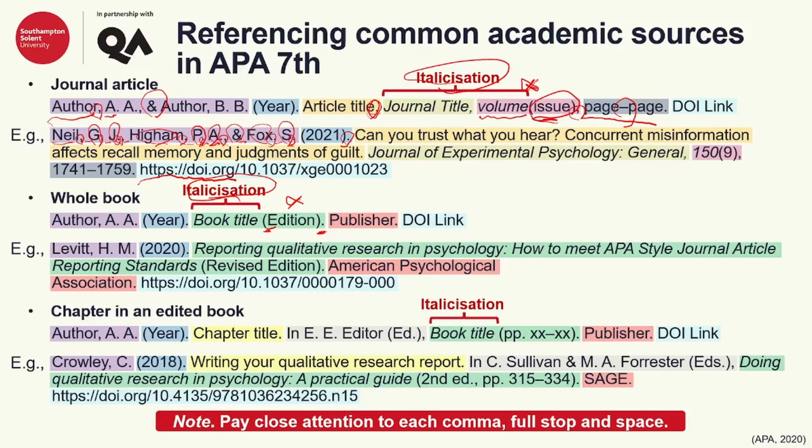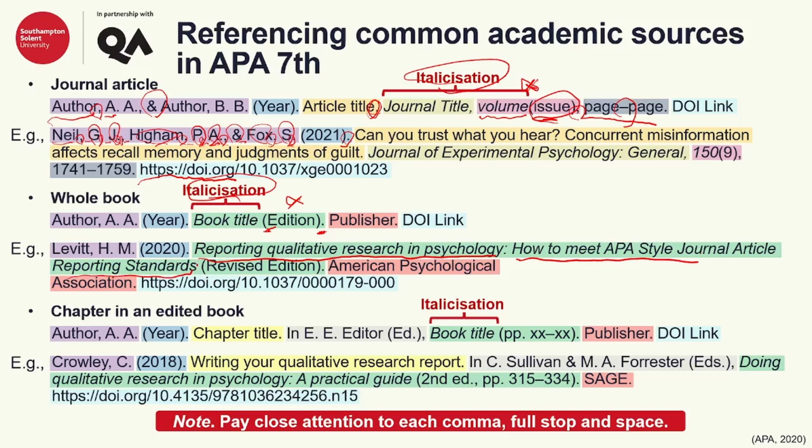The red section shows the publisher. In APA 7, you include the publisher's name, but you do not need to include the publisher's city or country. The DOI is included at the end when one is available. In the example, Levitt is the author, and 2020 is the publication year. The book title is Reporting Qualitative Research in Psychology: How to Meet APA Style Journal Article Reporting Standards.